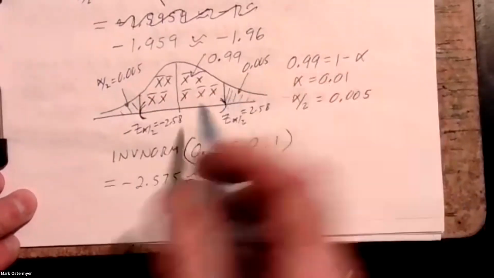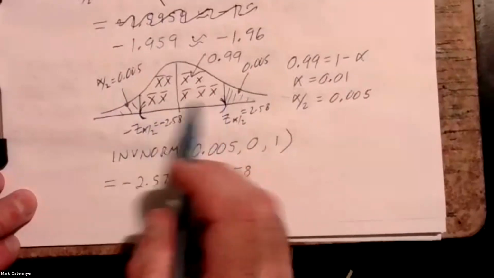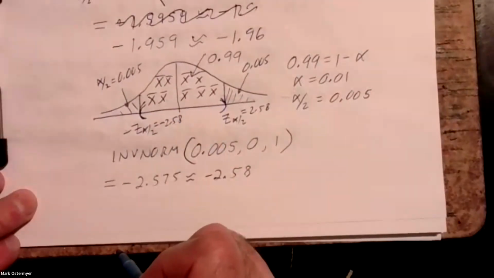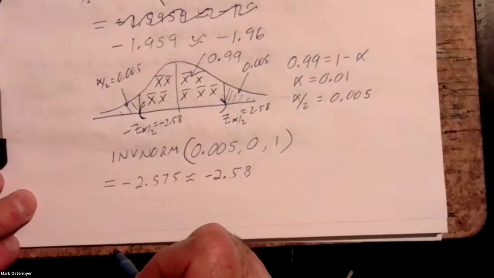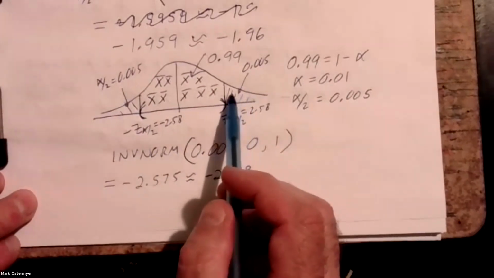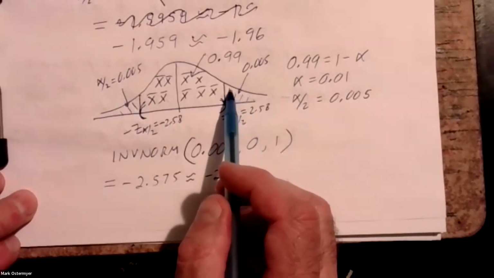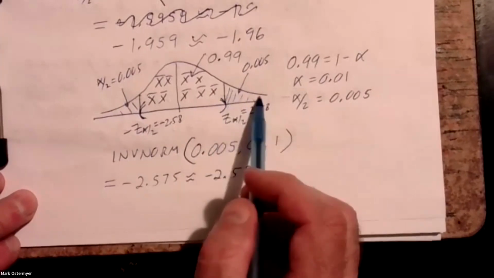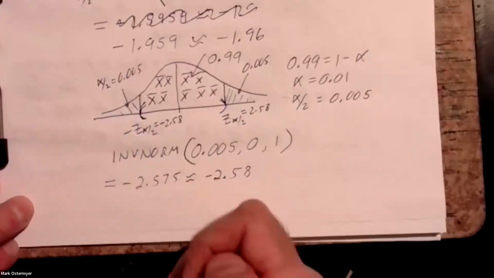And there you go. Negative 2.58 up to positive 2.58. 99% of your sample means will lie within this interval. Okay. And that leaves 1% of your sample means to lie equally allocated in the upper tail and the lower tail of the standard normal distribution.